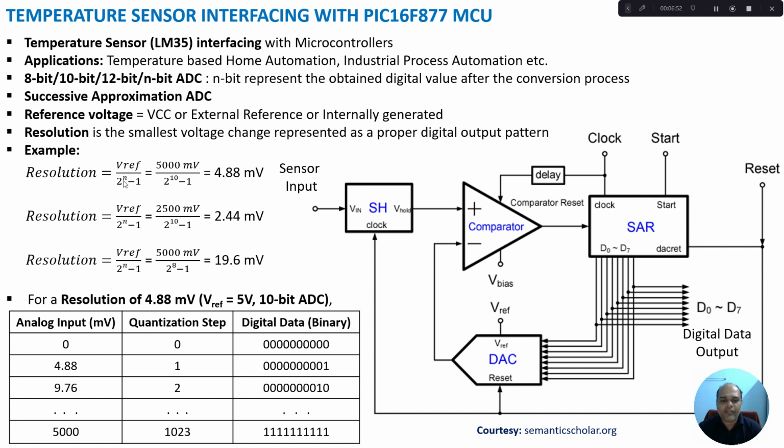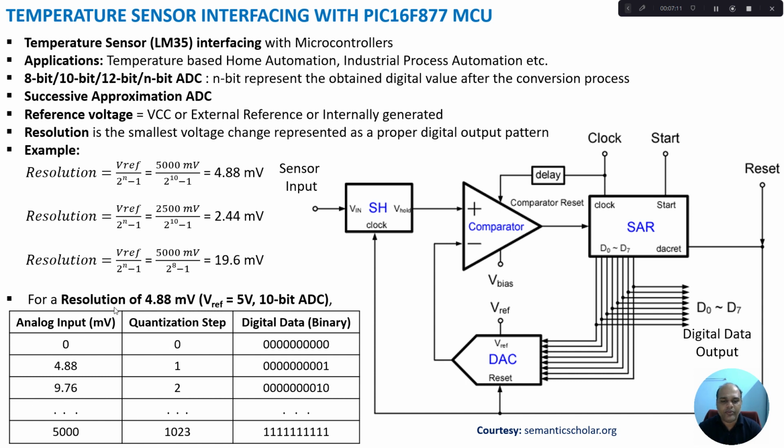In the same way, if the number of bits of an ADC changes, the resolution will also get modified. Here you can see, if n takes a value of 8, in that case, for the reference voltage of 5 volt, we will get a resolution of about 19.6 millivolt. So here you can see, I have shown a table.